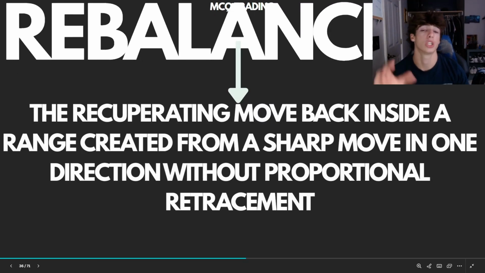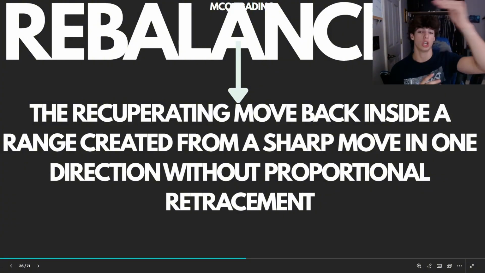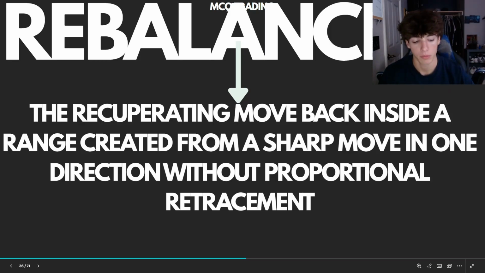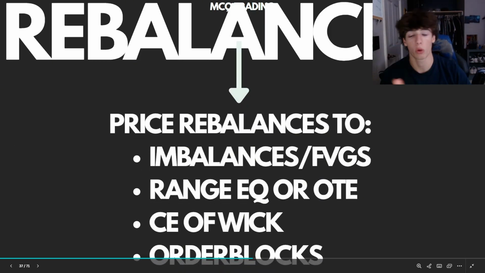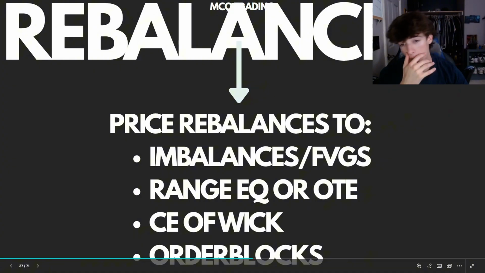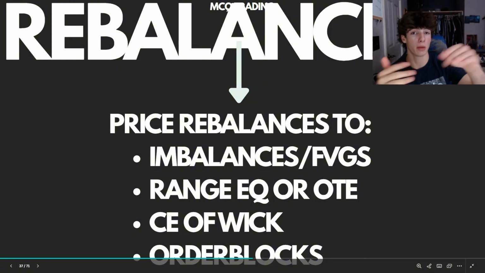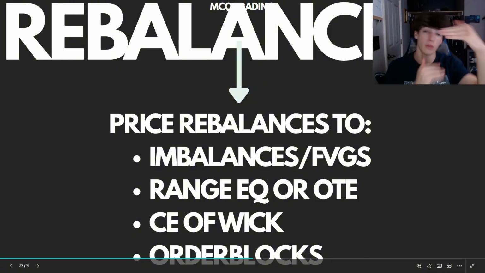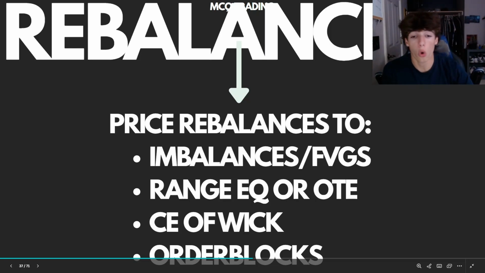Next, rebalancing. This is exactly the same thing we talked about earlier, right? This is the recuperating movement back inside that range that gets created from the sharp move in either direction without proportional retracement. And the market can rebalance to 4 points, right? Imbalances or fair value gaps. It can rebalance to range equilibrium or OTE of a range, and that can be on the previous range, the current price leg, whatever you want to draw it on, the higher time frame, lower time frame, whatever. Or it can be on the entire market maker model range, right?